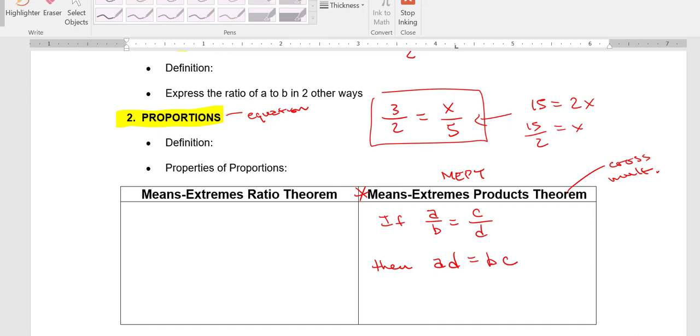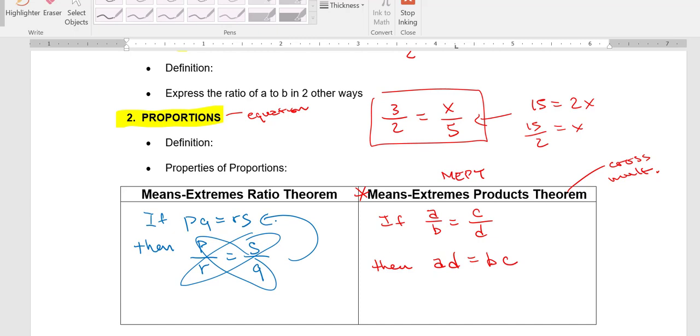The means extremes ratio theorem is basically the inverse of that. So if PQ equals RS, then P is to R as S is to Q. And the way I did that was I just thought about, okay, if I cross multiply, will I get what I started with here? Okay, so you can kind of work backwards into that. That also means that there's other proportions you could have written. For example, I could have flipped the Q and the P here, and I could have written Q is to R as S is to P, for example. Okay, and there's other ones also that you can write just like that.